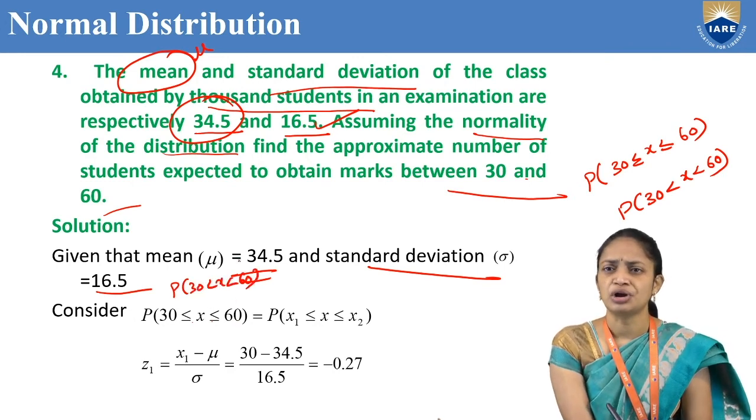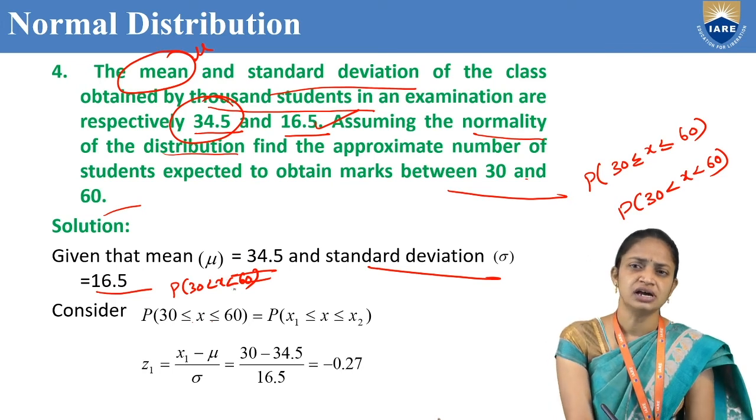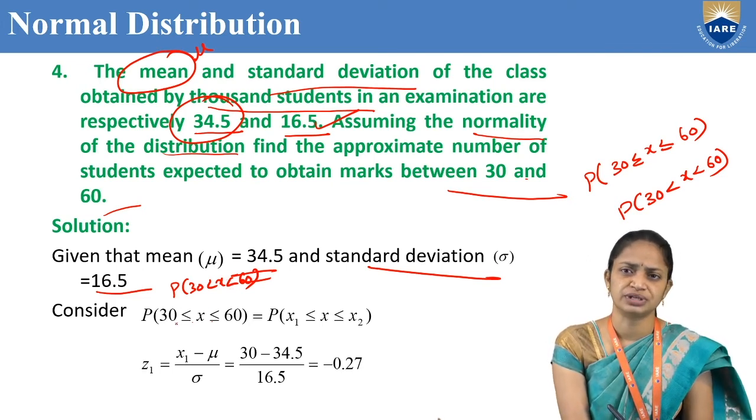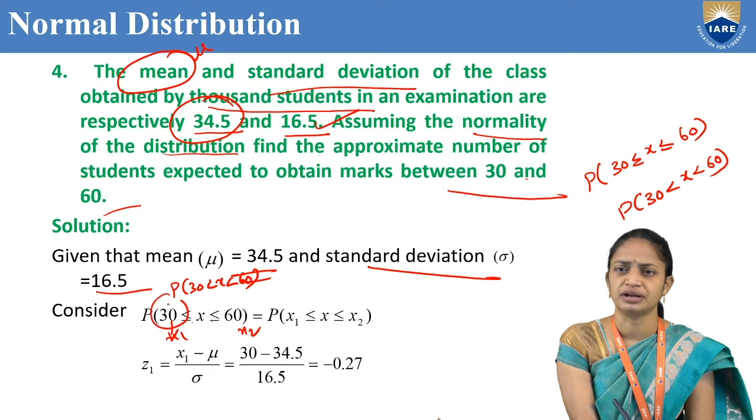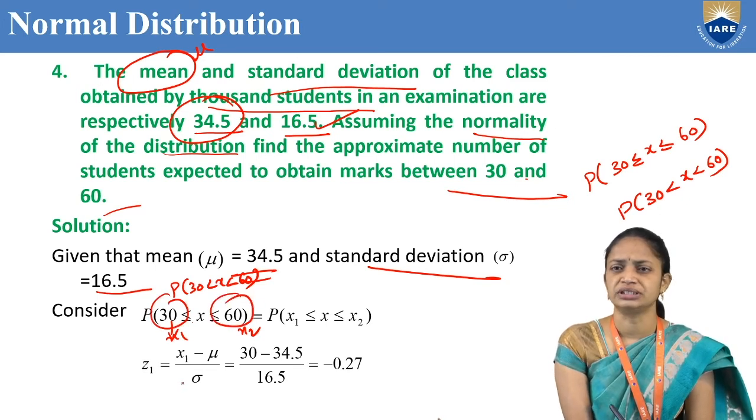Because the normal distribution is a continuous probability distribution, we can write P of 30 less than or equal to X less than or equal to 60, that is, X1 less than or equal to X less than or equal to X2. That means this is the X1 value and this is the X2 value. Here X1 is 30 and X2 is 60.